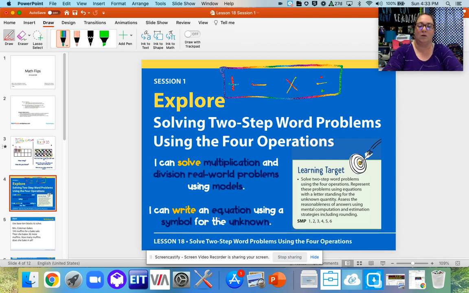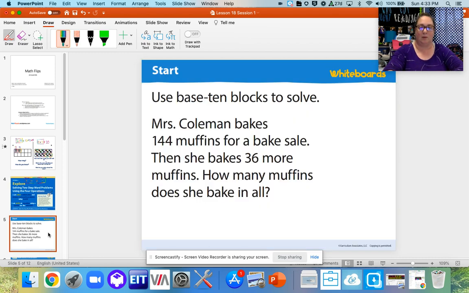All right, so we know that we have been thinking about equations and we've been thinking about using models. So these are some things that we're going to be using to help us solve some of these two-step word problems. Let's get our brains warmed up. I want you to use your whiteboard and you're going to use some base 10 blocks to solve. So don't forget that when we think about hundreds, we think about flats. When we think about tens, we think about sticks. And when we think about ones, we think about dots.